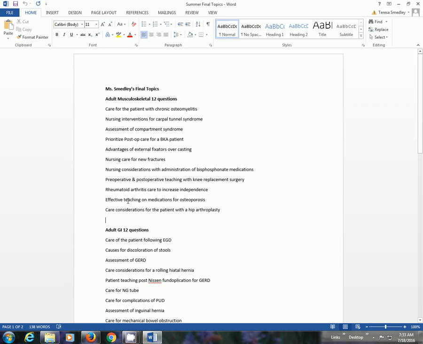Effective teaching on medications for osteoporosis. Know what you need to teach. Basically, the patients who and what you need to teach. Such as you got patients that are going to the nursing home. You don't really teach a nursing home patient about their medications. You help them to understand why they're taking it, but as far as administration considerations, that's more nursing staff that will take that at the nursing home.